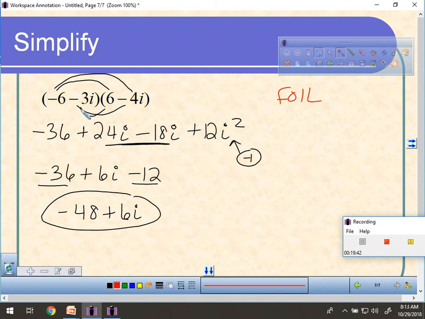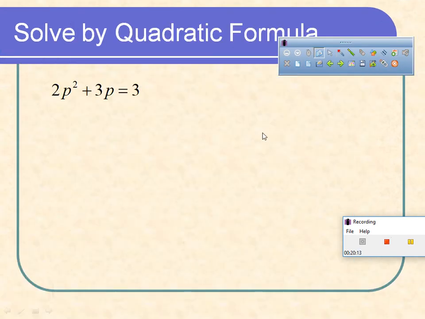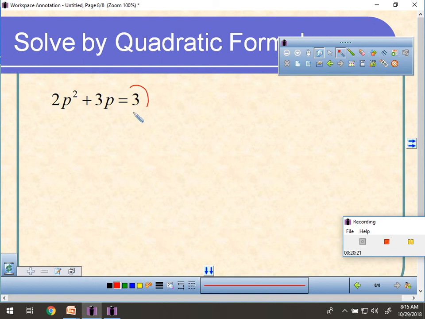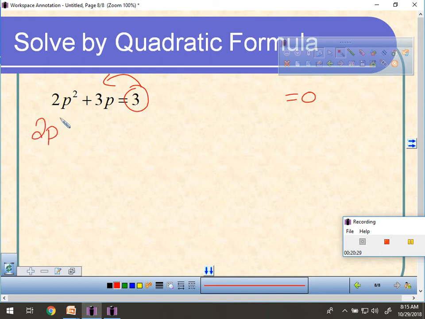Alright, so for the last one, I have a solving by the quadratic formula. The biggest mistake with this one is making sure that you move this number to the other side. Because remember, with quadratic, it's got to be equal to 0. This isn't equal to 0, it's equal to 3. So I'm going to move this 3 over. So I'm going to get 2p squared plus 3p minus 3 is equal to 0.